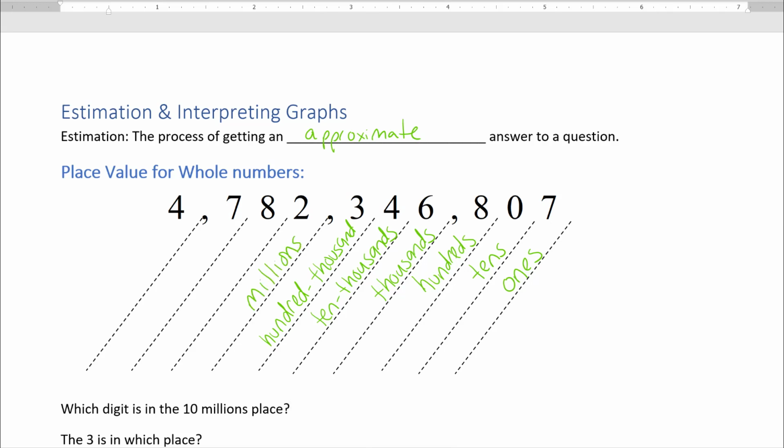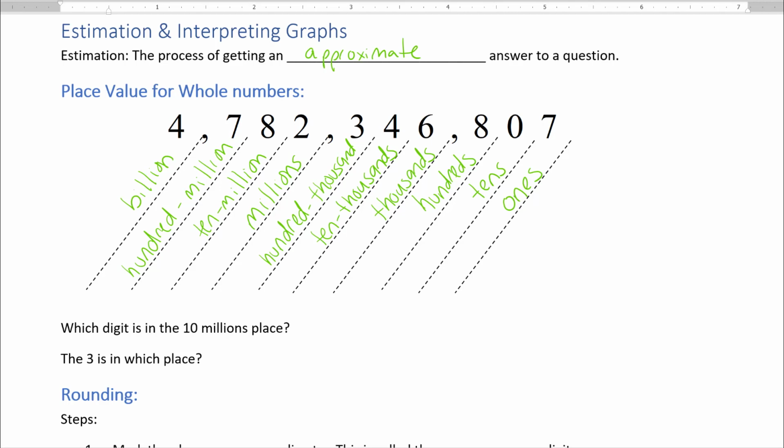And then that kind of repeats. Now 8 would be 10 million. And 7 would be 100 million. And then the 4 would be billion. And this just keeps going, so it would be 10 billion, 100 billion, and so on and so forth.